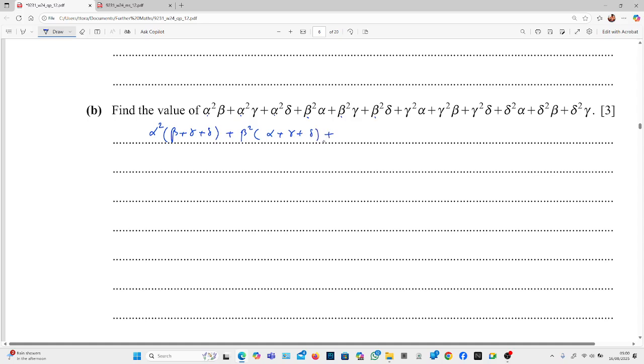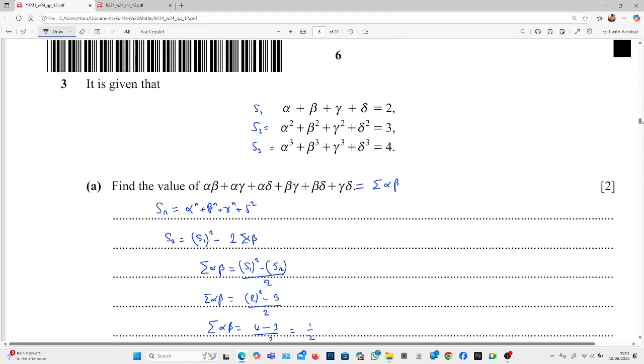Plus next we have these. And so what can we make out of all of that over here? So beta plus gamma plus delta. If we go back to part 1, beta plus gamma plus delta is here. So this alpha can go on the other side, becomes minus alpha. So that's going to be 2 minus alpha is equal to all of that over here.